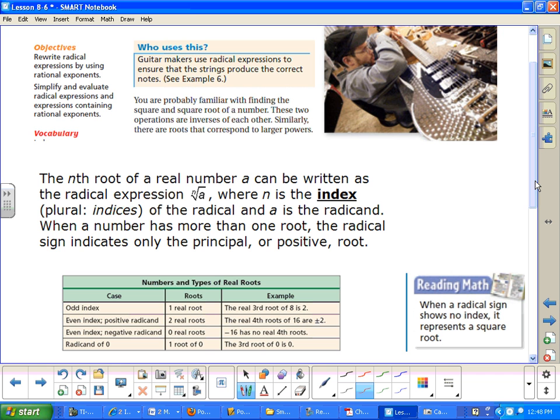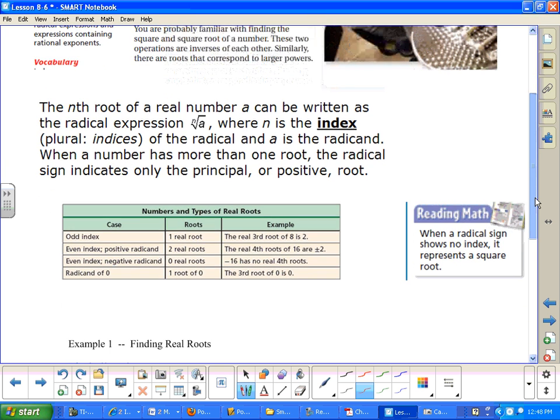Now you're probably familiar with finding squares and square roots of a number. These two operations are inverses of each other. Similarly, there are roots that correspond to larger powers. So the nth root of a real number, a, can be written as this radical expression. The nth root of a is what that says. If there was nothing there where the n is, you would say the square root of a. If there was a 3, we'd say the cube root. Any other ones, we'd say the 4th root or 5th root or 6th root and so on.